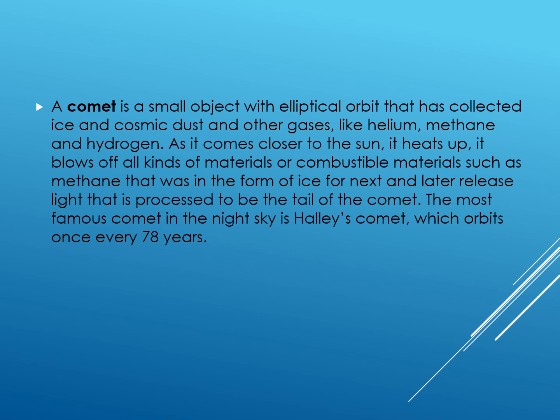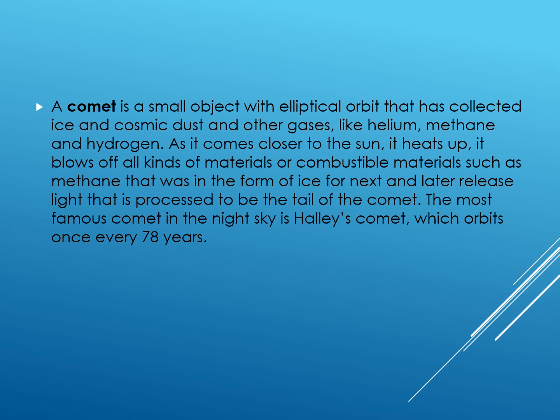Let's focus on the comet, because it's a small object with an elliptical orbit that has collected ice, cosmic dust, and other gases like helium, methane, and hydrogen. As it comes closer to the Sun, it heats up. It blows off all kinds of materials, such as methane, and has a form of ice for later release. Light that is processed becomes the tail of the comet.